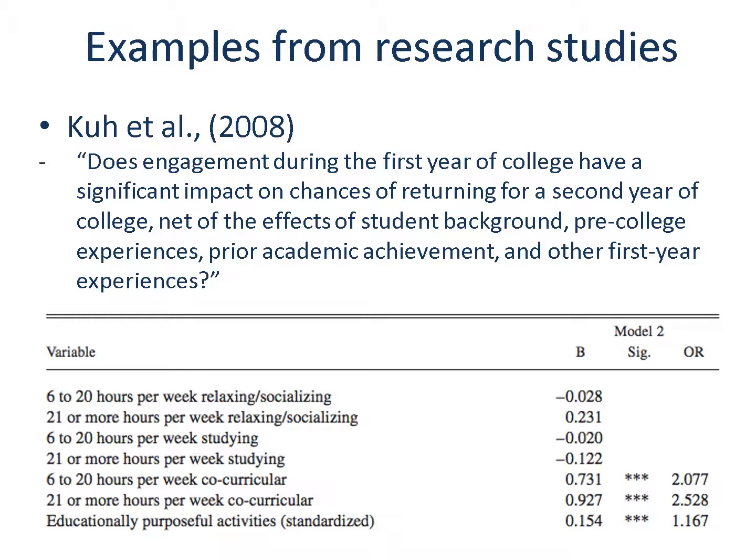As you see in the table, they found that hours spent on co-curricular activities and participation in educationally purposeful activities are significant factors that predict students' retention. The odds ratios for each of those variables were bigger than 1. Thus, the conclusion can be that engagement in co-curricular activities and educationally purposeful activities increases the probability or chances of a student returning for a second year of college.